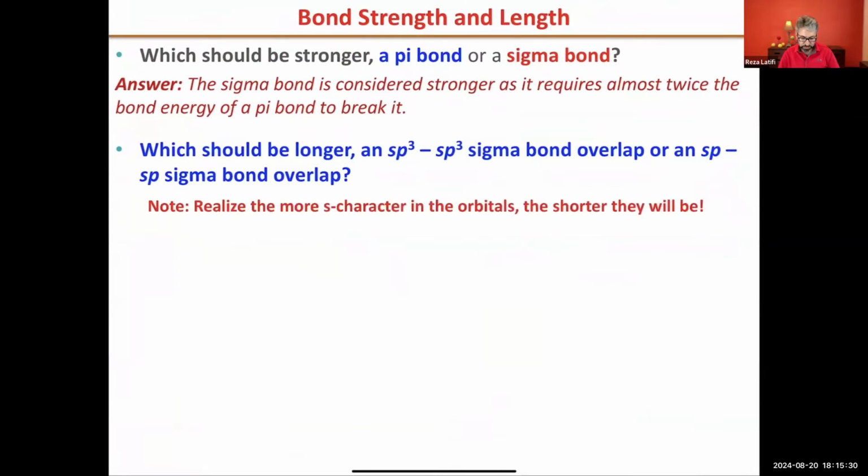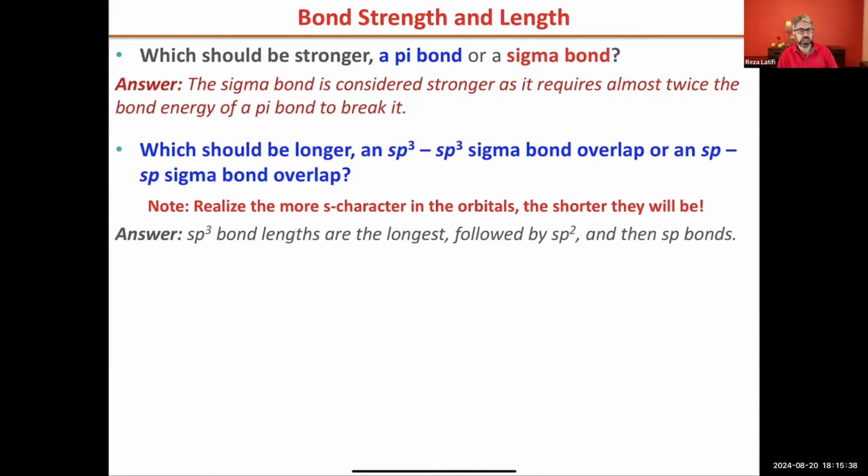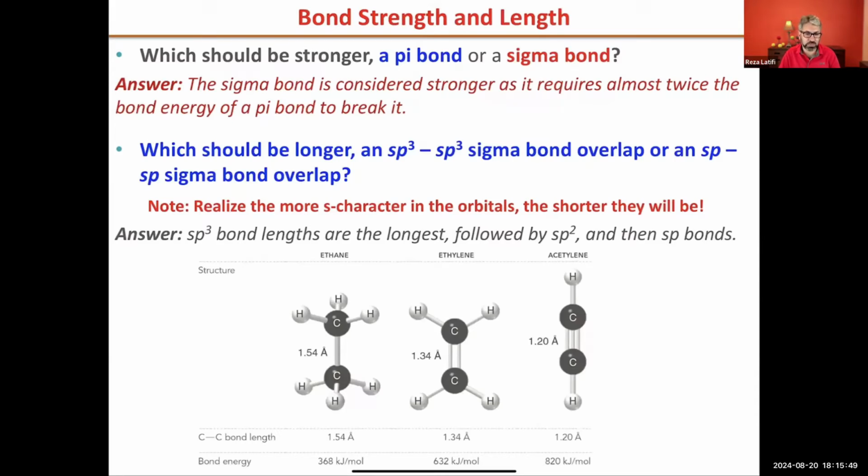So we're going to say SP has higher S character, so it will be a shorter bond because it's a stronger bond. And P has 75% P character, so it will be the longest between SP, SP2, and SP3. Now let's check the bond length here. The bond length, I'm talking about this specific bond.